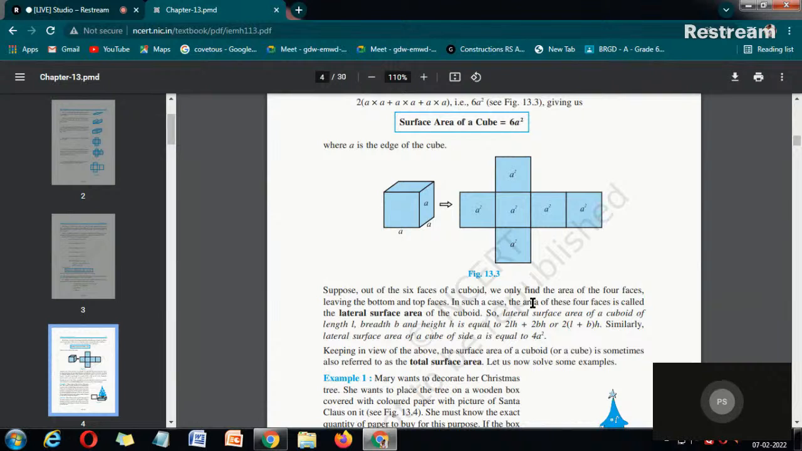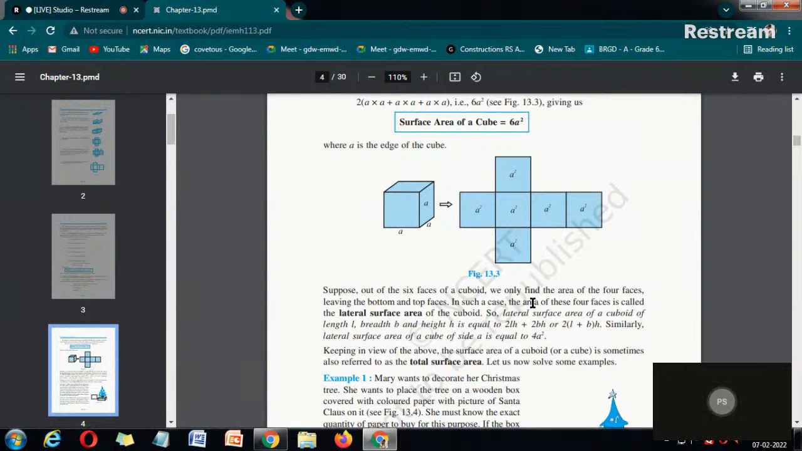Okay, so what all have you learned here? You have learned surface area terms. What is a cuboid? What is a cube? Then you have learned about what actually is a lateral surface area. Lateral surface area is also called curved surface area in the case of spheres and other solid figures other than cube and cuboid. It is called curved surface area.